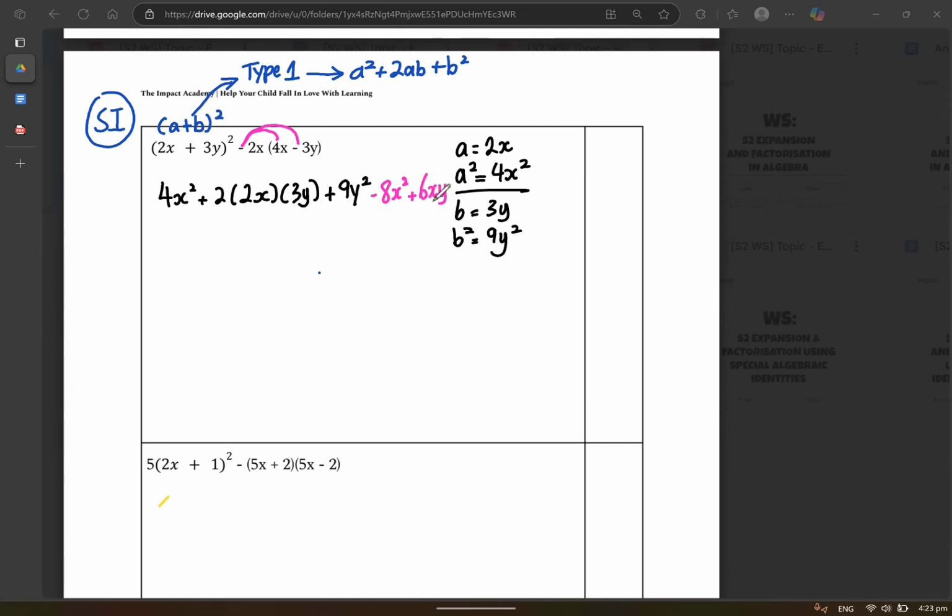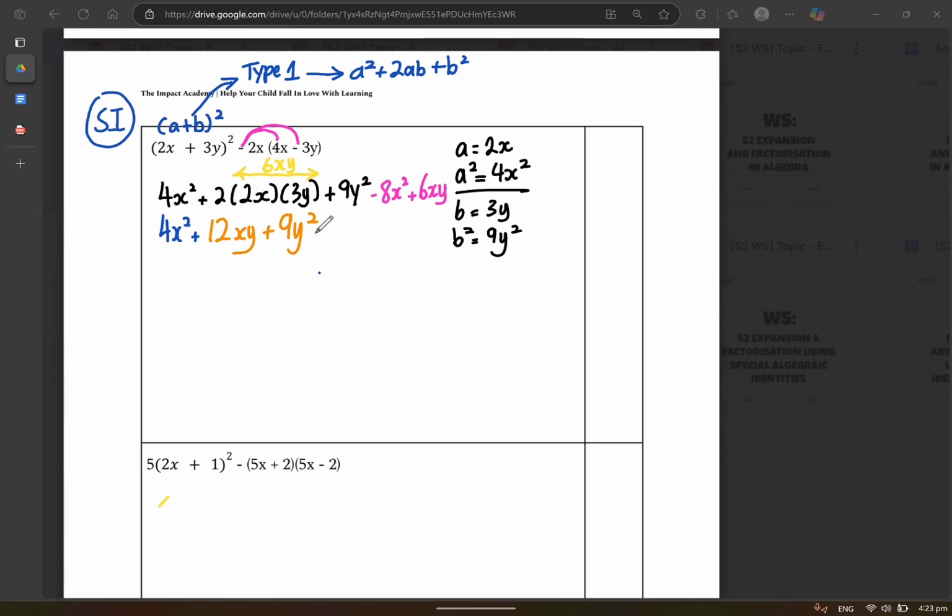Agree? Then 4x squared remains. I can solve whatever that is over here first. A lot of my students, I always remind them, guys, you focus on what is in the bracket first. So the 2 remains. This part becomes 2 times 3y, that gets me to 6xy. In fact, I don't have to leave the 2 over there. I can just say this is 6xy times 2, that gets me to an answer of 12xy. Are you understanding? Yes. Plus 9y squared. Over here, it's minus 2 times 4, that gets me to minus 8x squared. Minus 2 times minus 3y gets me to positive 6xy.